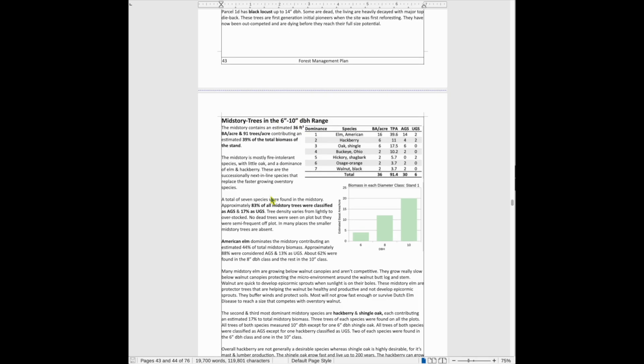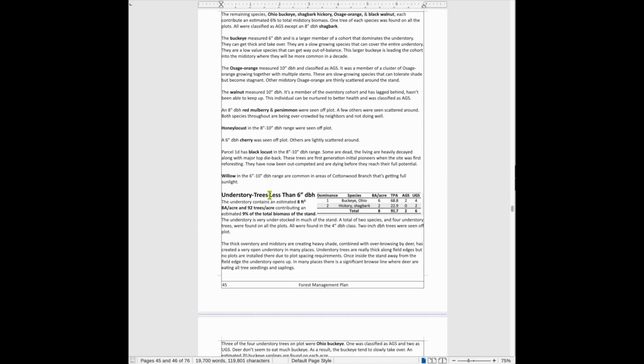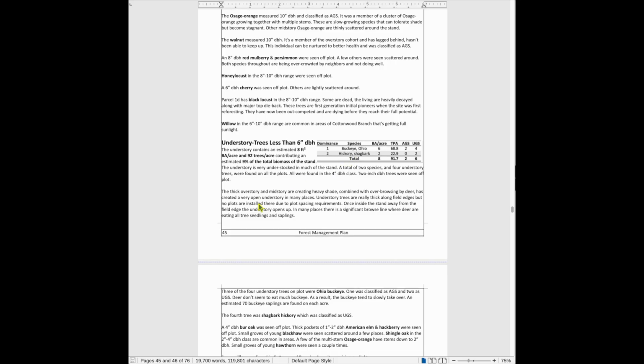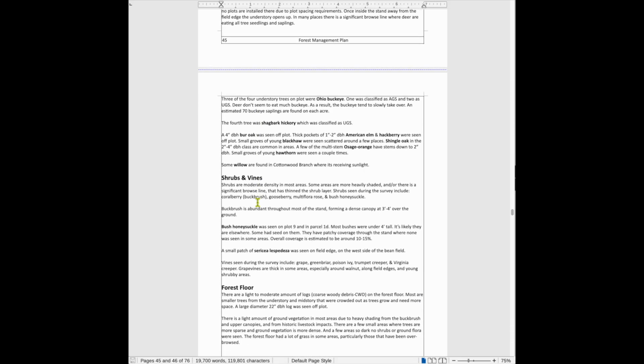Okay, and then here's the same thing for the midstory size class, which is all the trees in the 6 to 10 inch diameter range. And then here we have the understory trees, and this is all the trees less than 6 inch diameter, which in this stand is not very many trees. Around the edges it was really thick, but once you got inside the stand it really wasn't that thick.